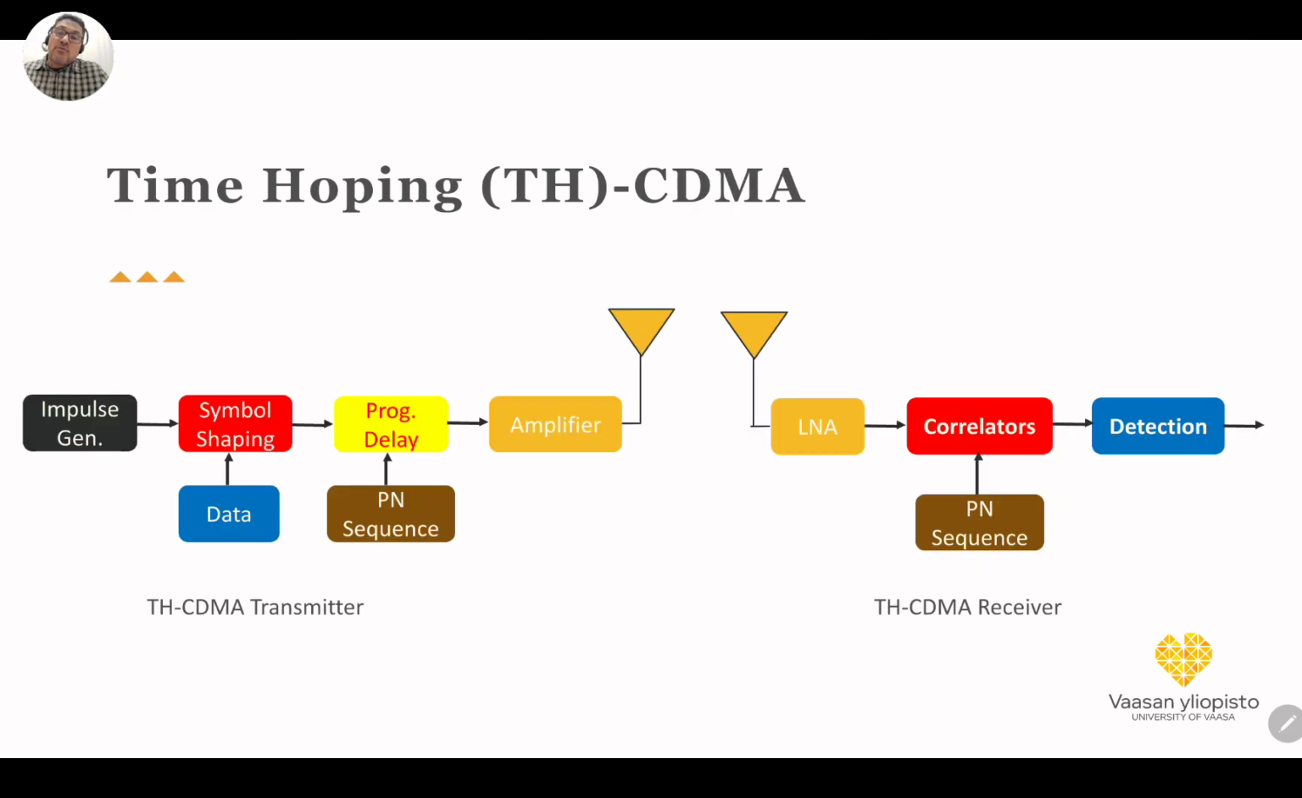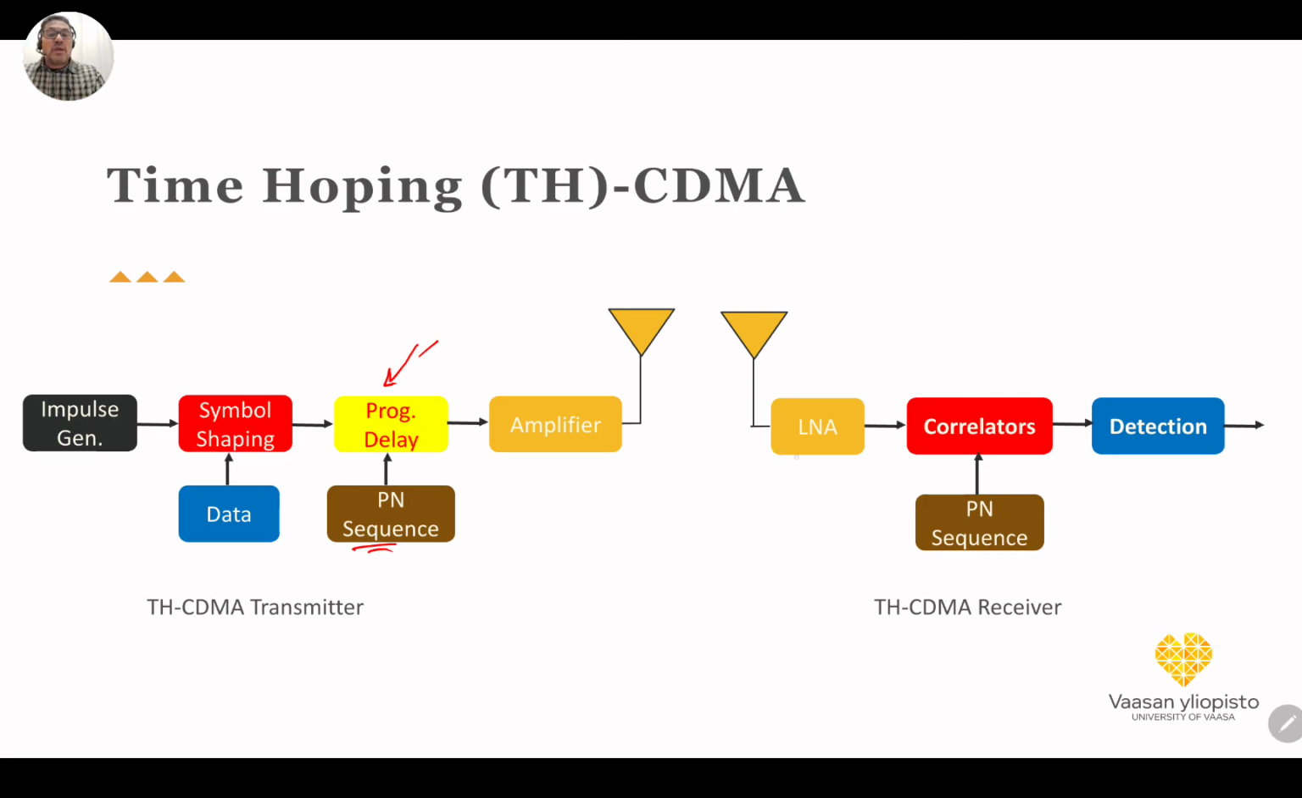So this is one form of the time hopping CDMA. We have the impulse generator, we have the symbol shaping, where we have data here, and then we have the programmable delay. As you can see, this is the programmable delay, which we control by the PN sequence. Then we have the amplifier, and we have the transmitter. Of course we can also have modulation here. We have some kind called multi-carrier time hopping modulation, but it is not that widely used in practice, because we have OFDM, which solves most of the problems related to that.